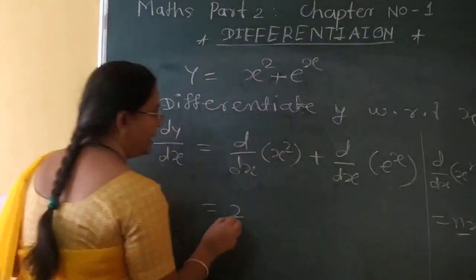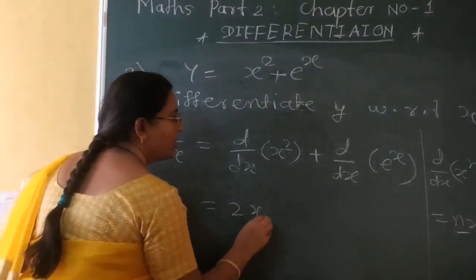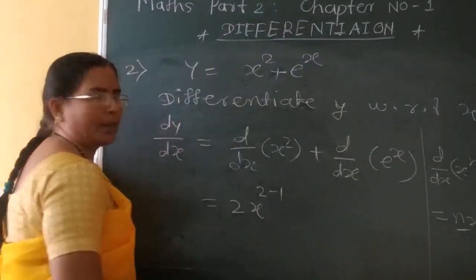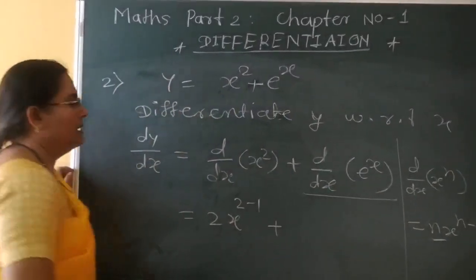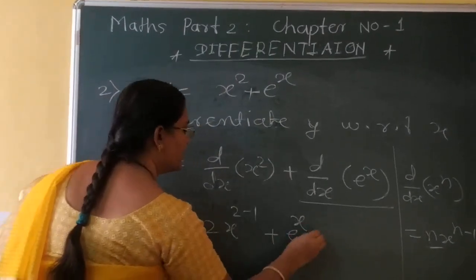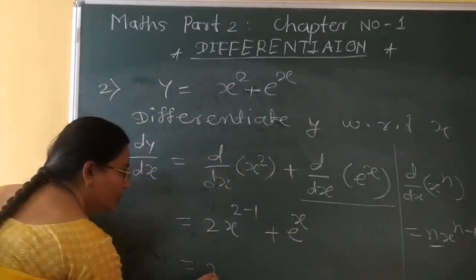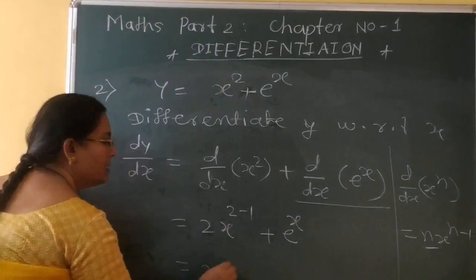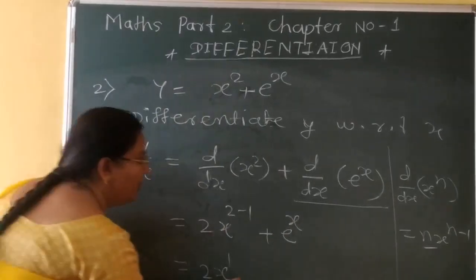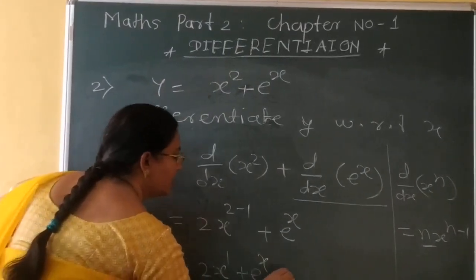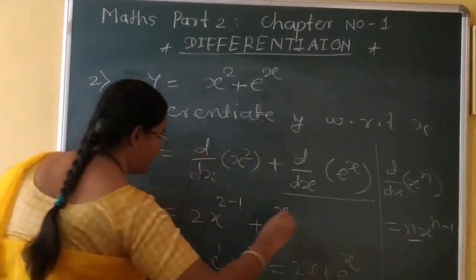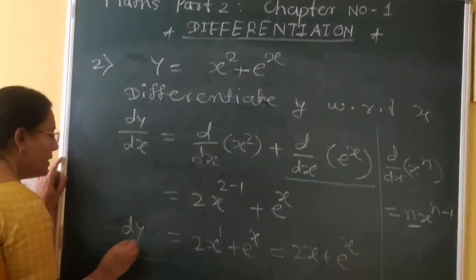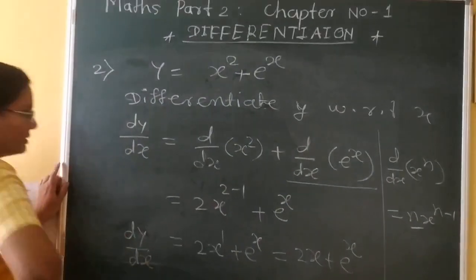For n, we take it as 2: 2 x raised to 2 minus 1, plus the derivative of e raised to x, which is e raised to x. That is equal to 2 into x raised to 2 minus 1, that is x raised to 1, plus e raised to x. That is equal to 2x plus e raised to x. That is the derivative of the given function.